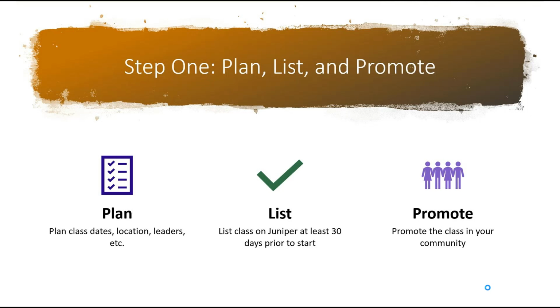And lastly, promoting the class in the community, working with your regional program developer if needed. We do have a lot of different and updated Juniper marketing materials that are available, including class flyers and brochures. So be sure to reach out to your regional representative for those. And that's step 1.